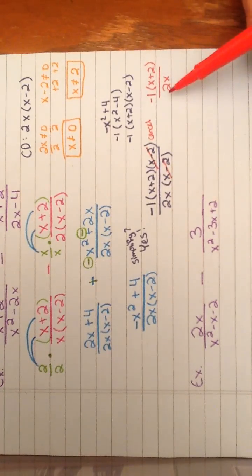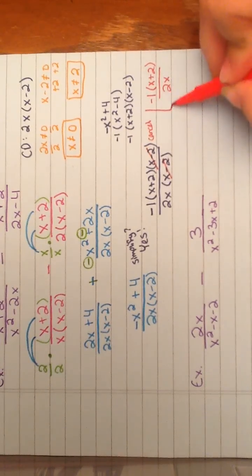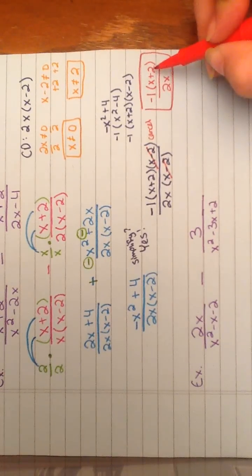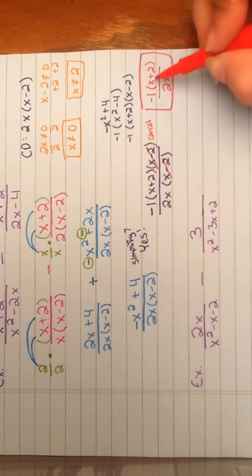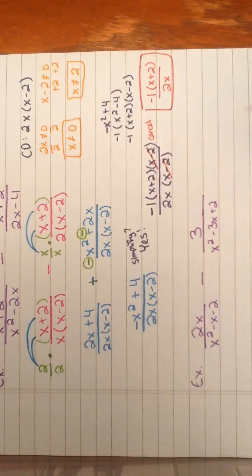Now, some people may want to cancel this 2 and this 2. They cannot be canceled because this 2 is being added to an x. It could only cancel if I had another 2 being added to an x in the denominator. And the x can't cancel either because it's being added to a 2. So it can't cancel with this x because it's being multiplied by a 2, not added to a 2. You have to have the entire term exactly the same in order to be able to cancel.